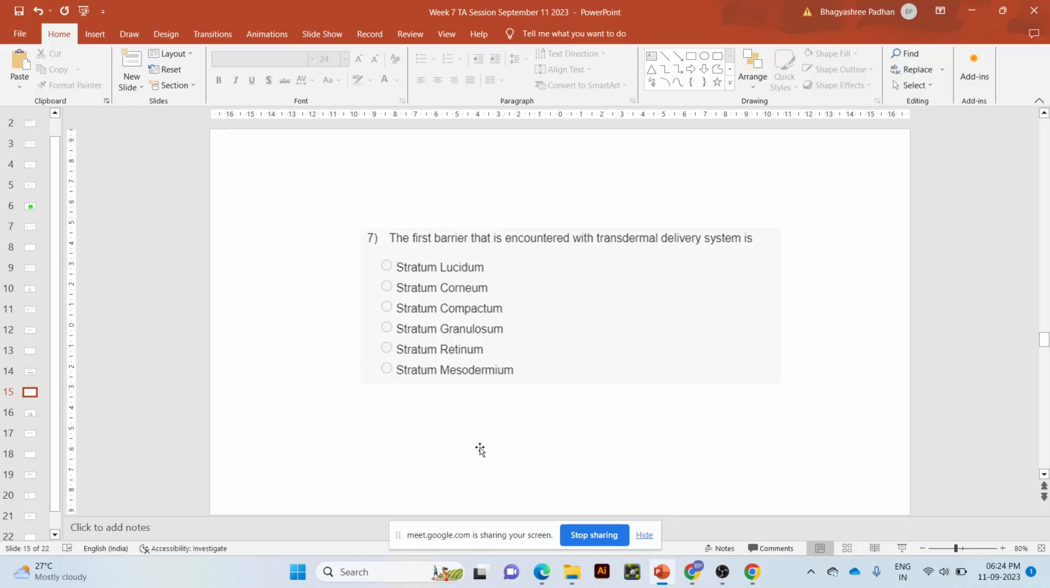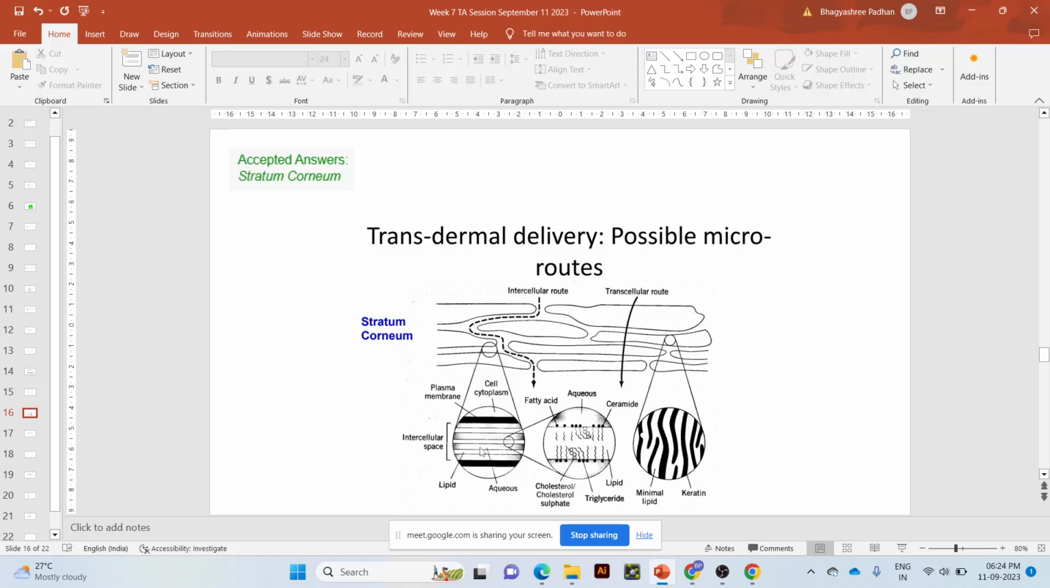Now the next question, the first barrier that is encountered with transdermal delivery system is stratum lucidum, stratum corneum, stratum compactum, stratum granulosum, stratum retinum, stratum mesodermium. So the answer is straight away stratum corneum. If you have followed the slides, you'll know that it is the first barrier that drug given via transdermal delivery will have to cross.